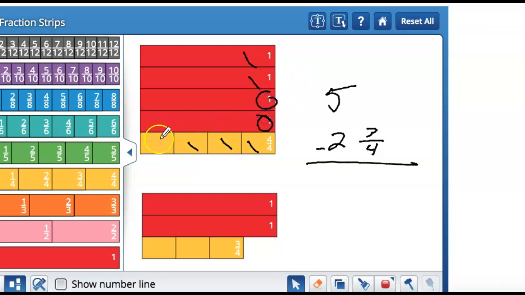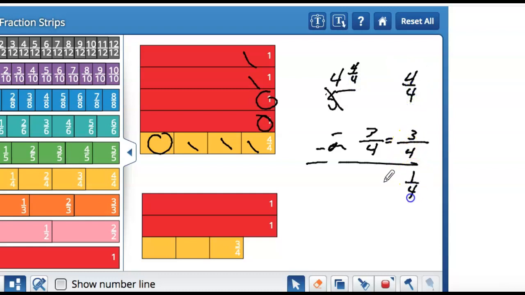2 1/4. So how am I going to do this the traditional way? Again, I am going to convert this 5 into 4 4/4. So here's my 4/4 over here. So I'm going to subtract that, get 1/4, and 4 minus 2 is 2. 2 1/4 is the final answer.